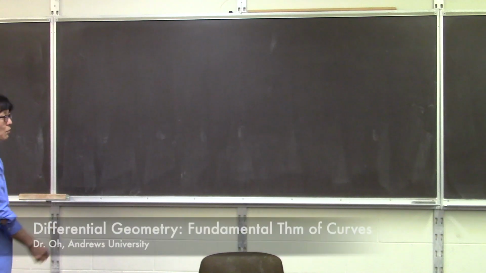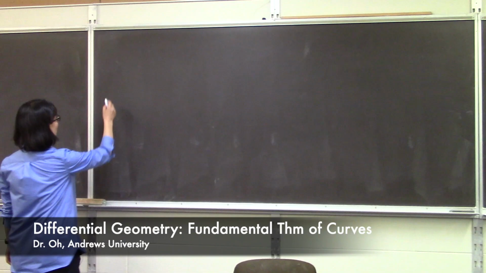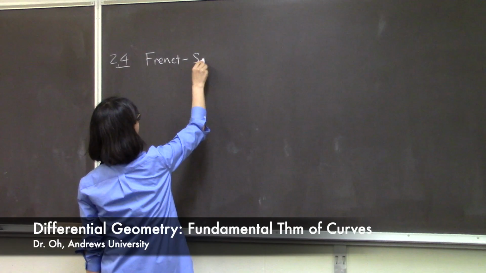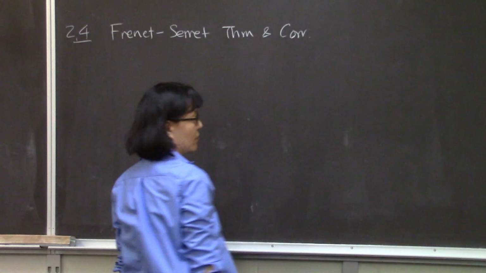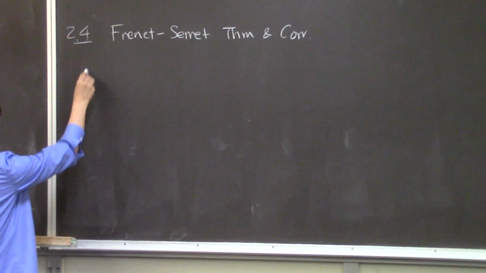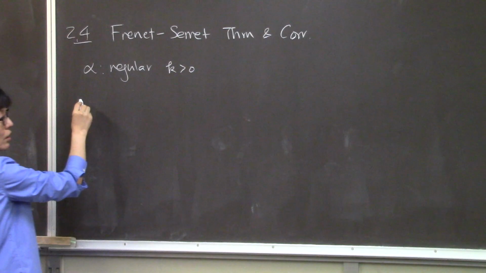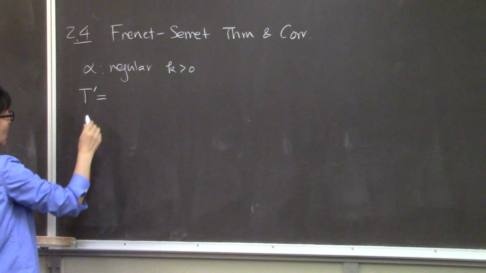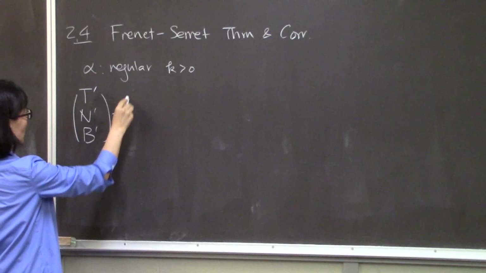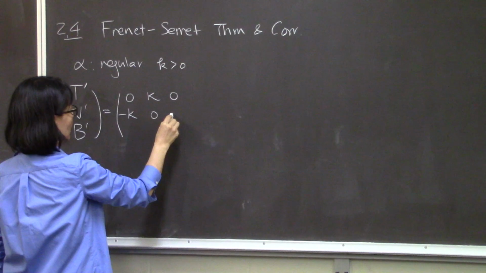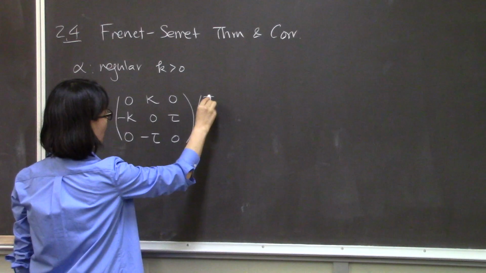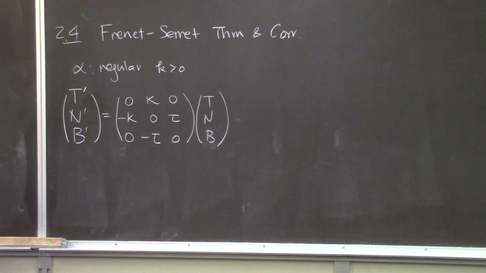So we are continuing section 2.4, Frenet's theorem. And you remember the Frenet's theorem, right? Alpha is a regular curve, and curvature is non-zero. Then we have a matrix form: T prime, N prime, B prime is 0, curvature, 0, minus curvature, 0, torsion, 0, minus torsion, 0, times T, N and B. Okay? So that is Frenet's theorem.